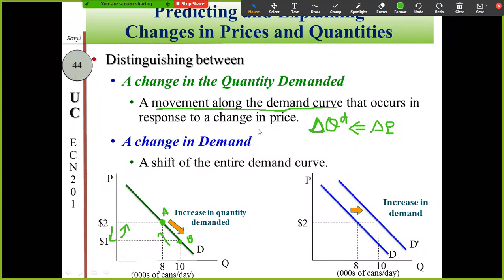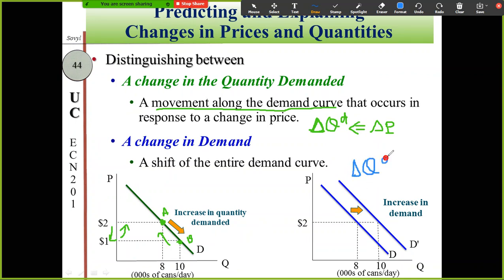A change in demand is a shift of the entire demand curve, a movement of the whole demand curve. Look at this one. I put green for the green graph, and blue for the blue graph. A change in demand is a change of the entire demand curve, I mean the whole demand curve, from demand D to D prime.